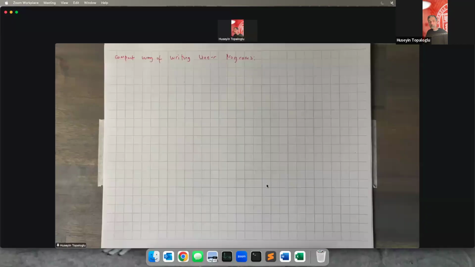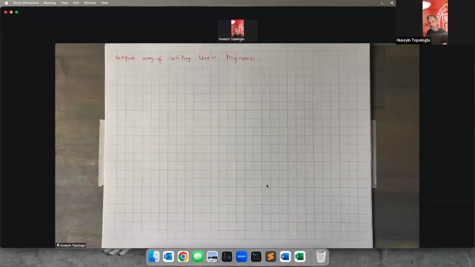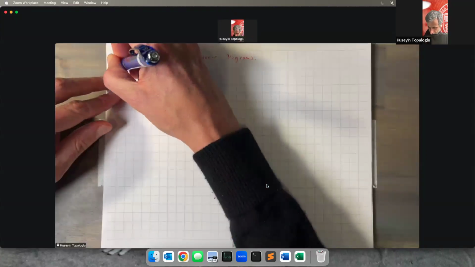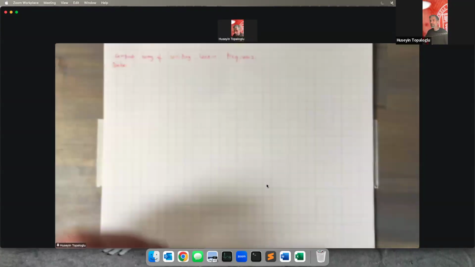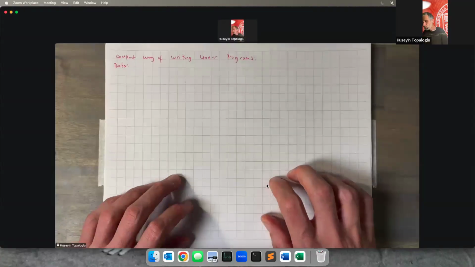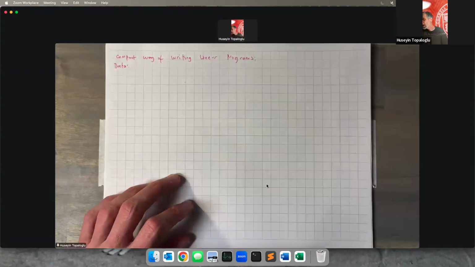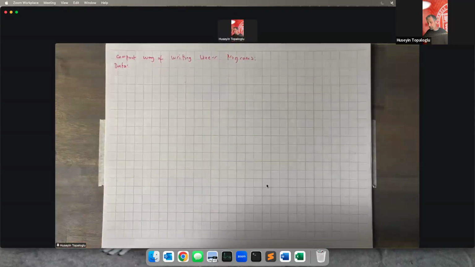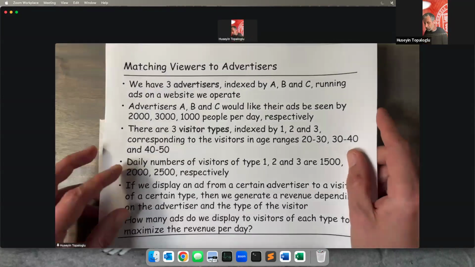If we're going to write a linear program in a compact fashion, the first thing that we need to think about is what is the data for our linear program and how can we represent the data in a compact fashion. Good. So what is the data for our linear program?